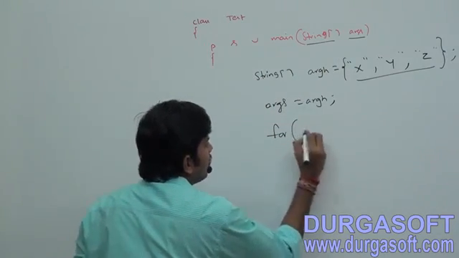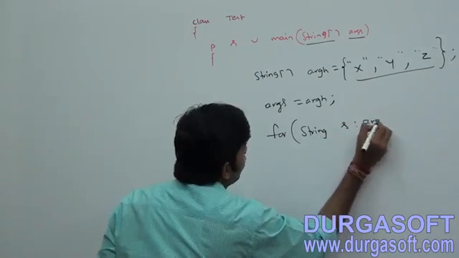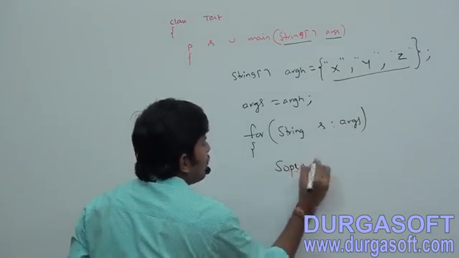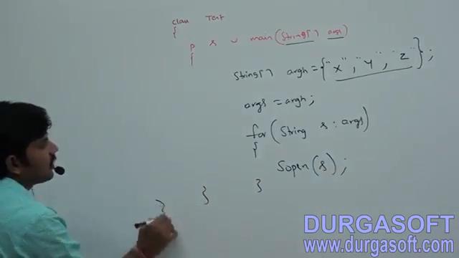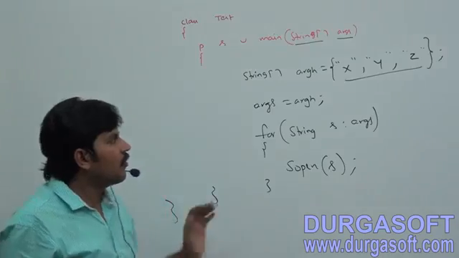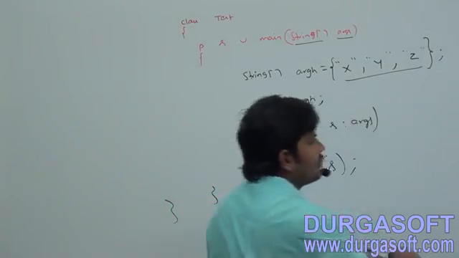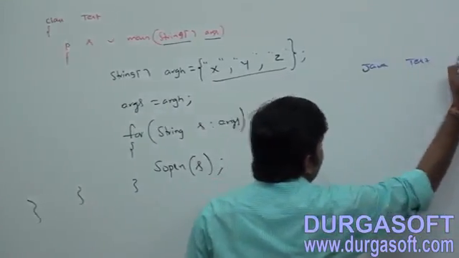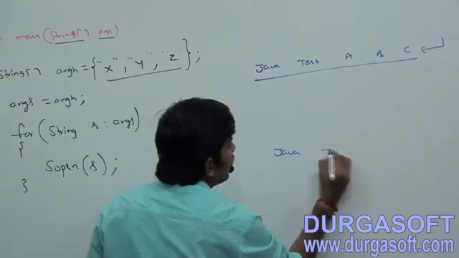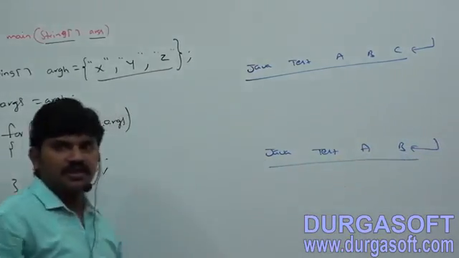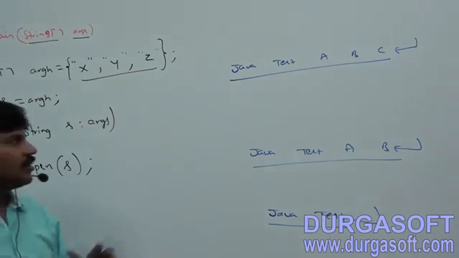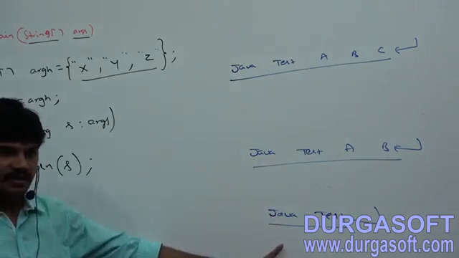Now for each string s in args, system.out.println of s. Sir, in the command line arguments, for every string s in args, please print s, that is my requirement, right? Now how can we do that? If I run this code, I am taking Java test ABC as my first invocation, Java test AB as my second invocation, and Java test as my third invocation.